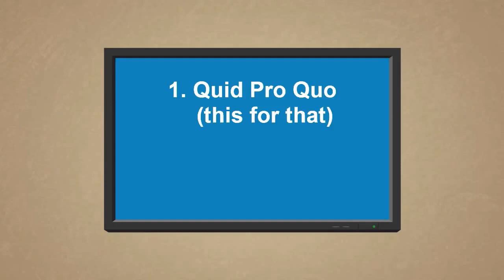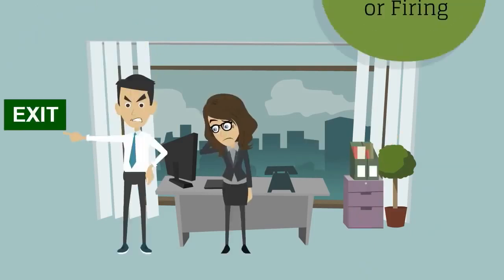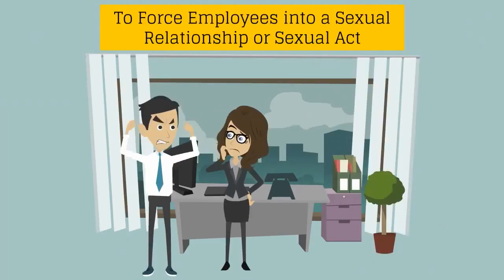The first is quid pro quo, which literally means this for that. It occurs when a boss uses job rewards such as raises or promotions or punishment such as demotions or firing to force employees into a sexual relationship or sexual act.